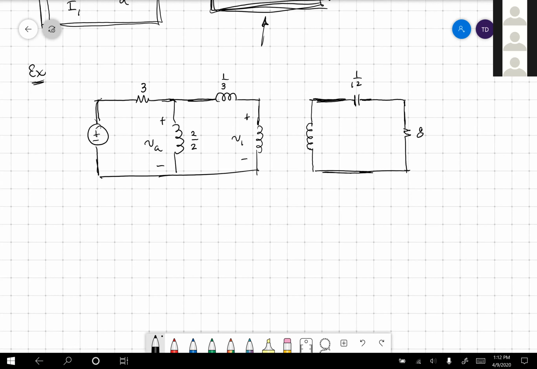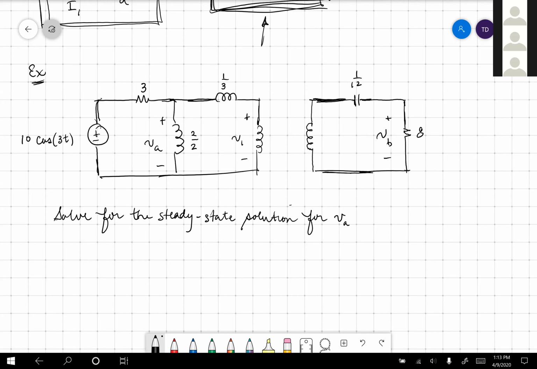All right, so an 8 ohm resistor, V sub B, is what I'm after. We can solve for anything, but in particular, I want to solve this circuit for VA and VB. The source is 10 cosine of 3t. So solve for the steady state solution. Often we start dropping the terminology of steady state solution and just go to the sinusoidal steady state solution for VA and VB. So that's what we want to do. What do you think step 1 is?